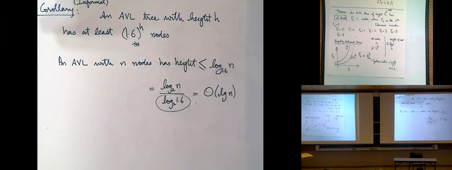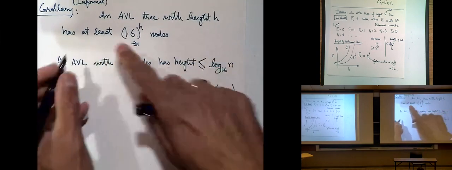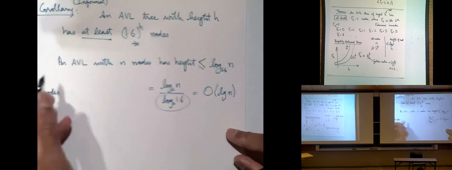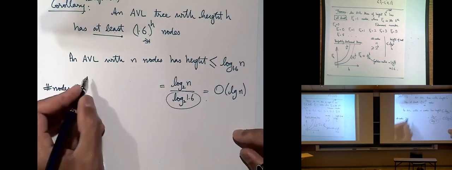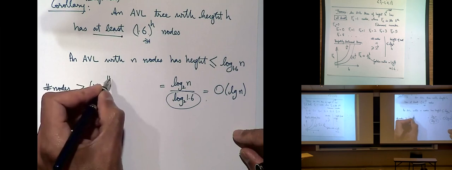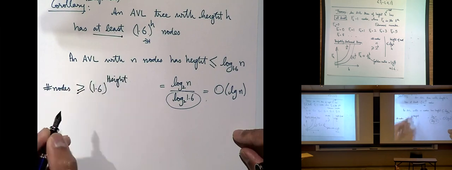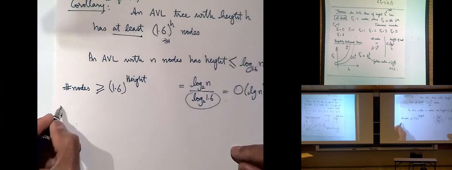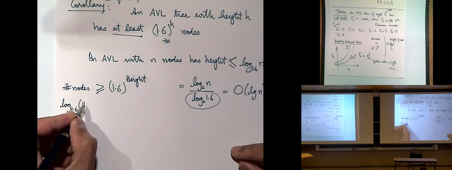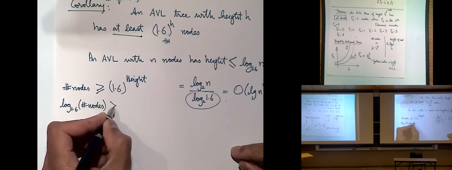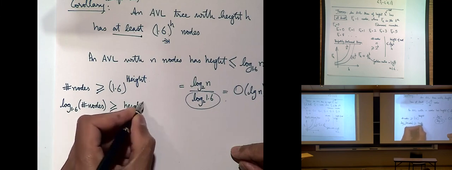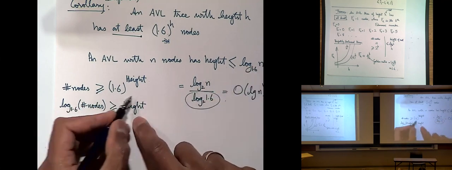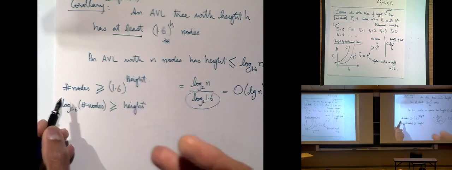So this is an at least here. So we say the number of nodes is at least 1.6 to the height. Right? So take a log base 1.6 on both sides. You get log base 1.6 of the number of nodes is at most the height. So I've just flipped that around, said height is at most that. Does that make sense? I've just taken logs on both sides. Maybe that makes it clearer.